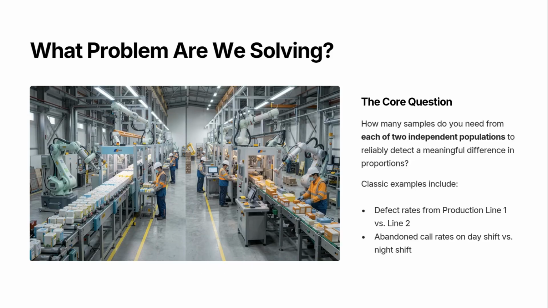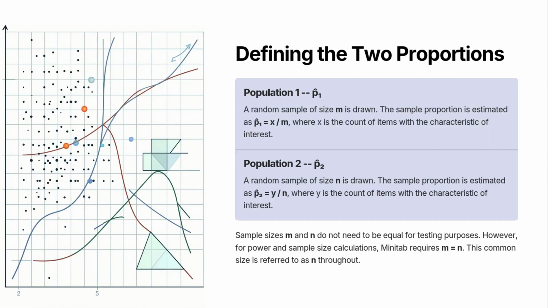independent populations. Classic examples include comparing defect rates between two production lines or analyzing abandoned call rates between day and night shifts. To define two proportions, we estimate population 1's proportion as x over m and population 2's as y over n. Here, x and y are counts of items with the characteristic of interest. While sample sizes m and n can differ, Minitab requires them equal for power and sample size calculations.